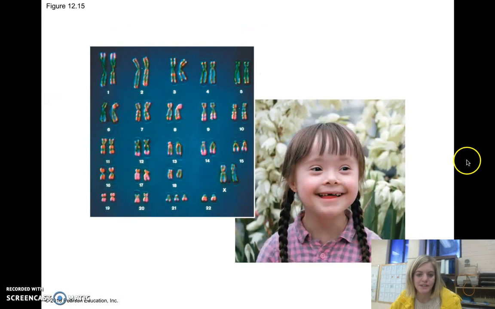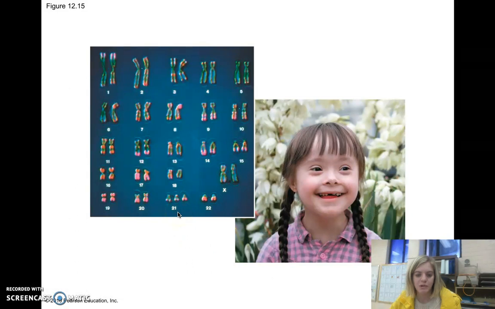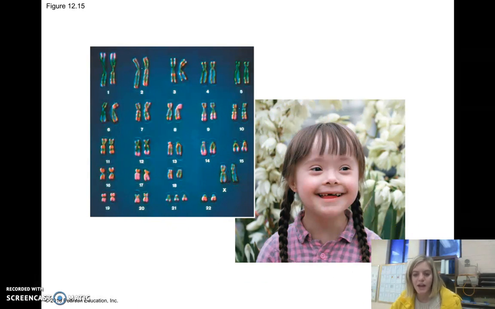So you can see this is an example of the karyotype of an individual with Down syndrome. You can see they have 2 pairs of all the chromosomes, including their sex chromosomes, but she has 3 copies of chromosome number 21. And this is kind of an expression of some of the physical manifestations you will see of the symptoms associated with Down syndrome.